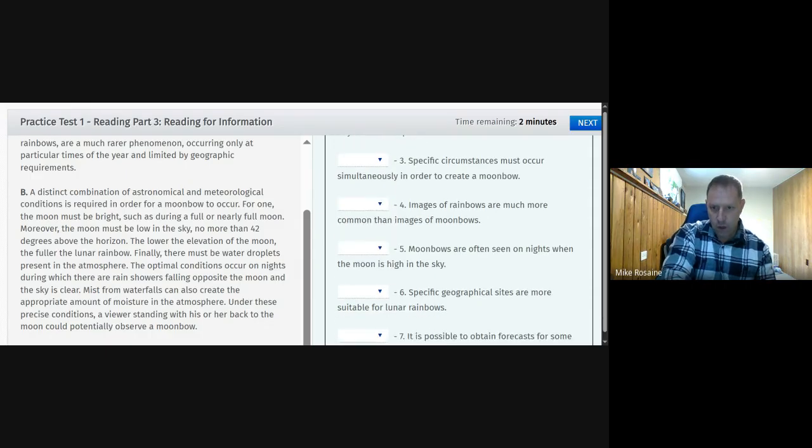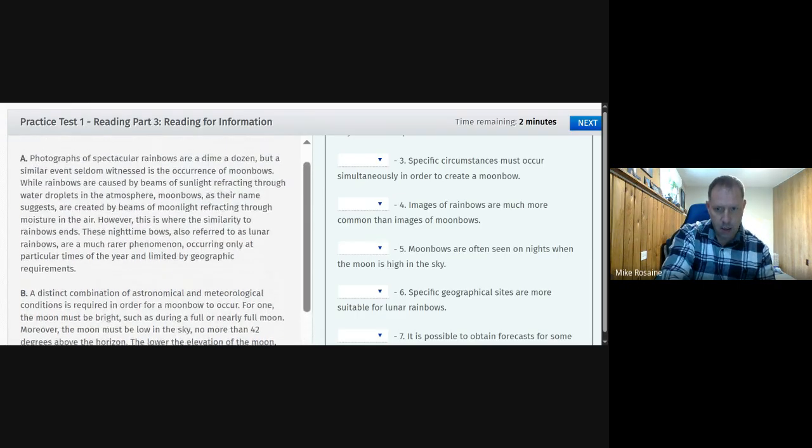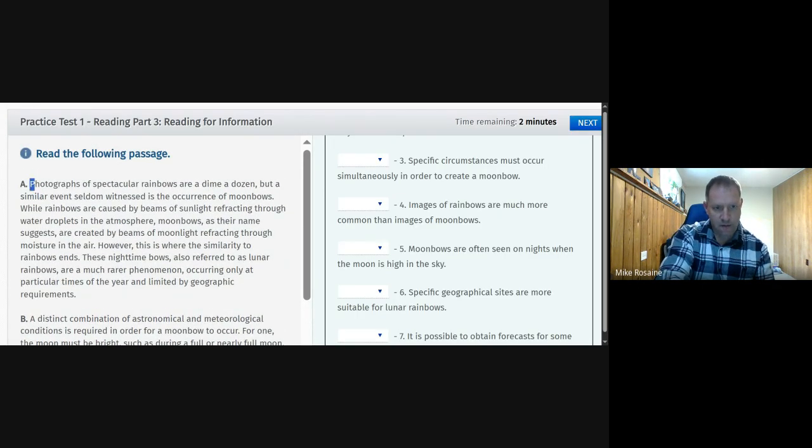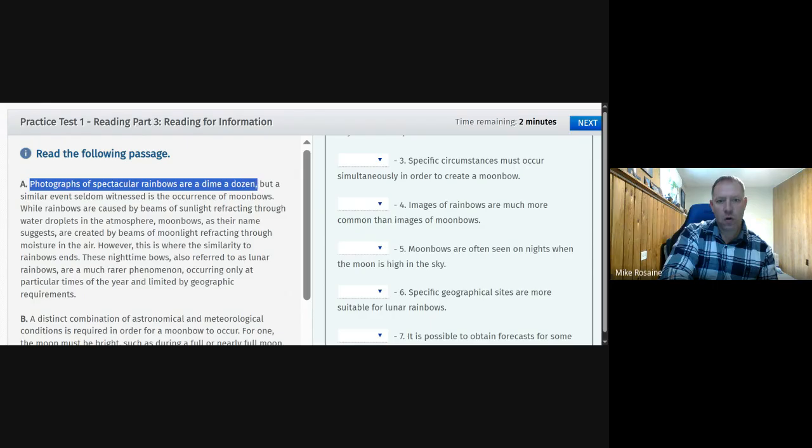Number four, images of rainbows are much more common than images of moonbows. Rainbow, moonbow. Where do we look? A. At the top, first word is photographs. That's a paraphrase for images. This says, photographs of spectacular rainbows are a dime a dozen, but a similar event seldom witnessed is the occurrence of moonbows.